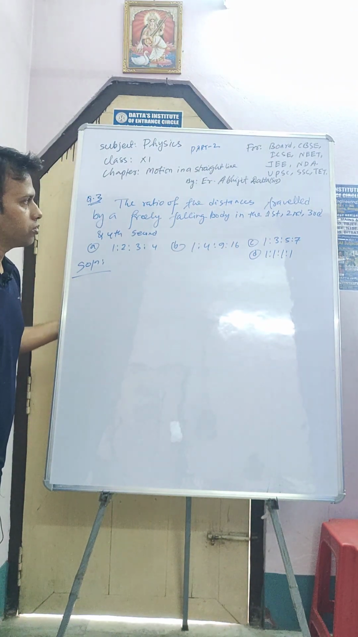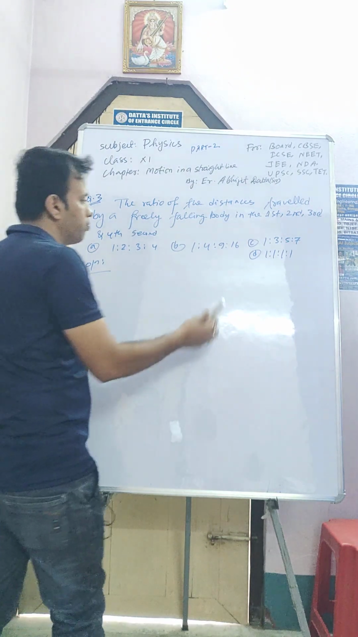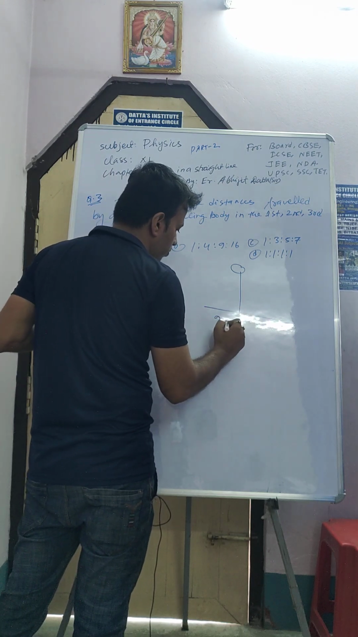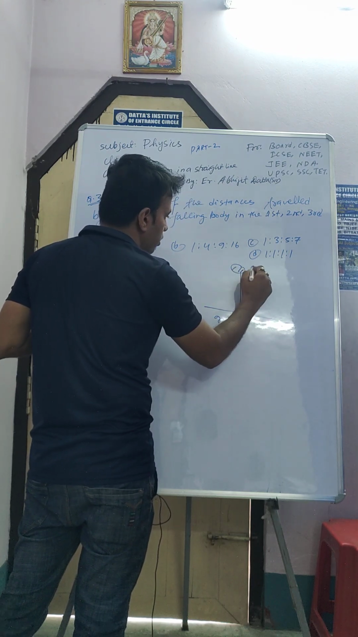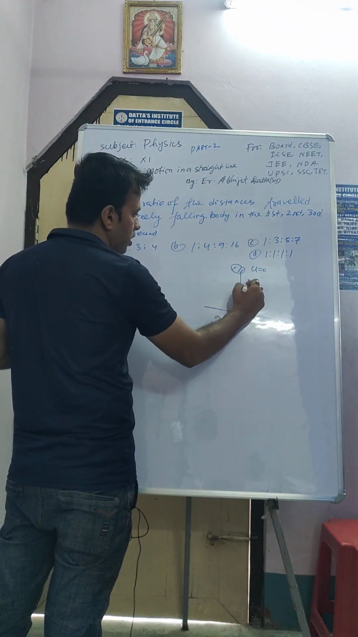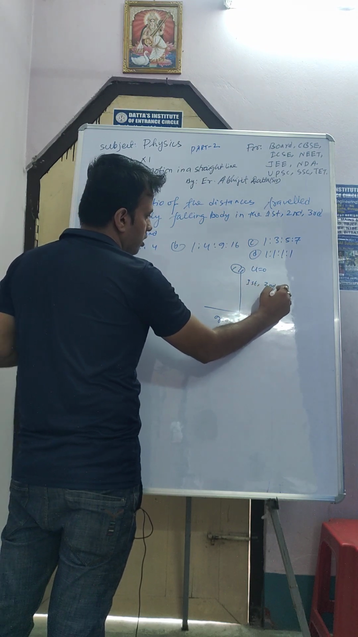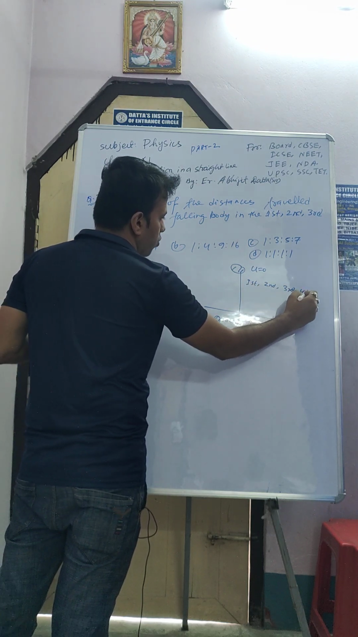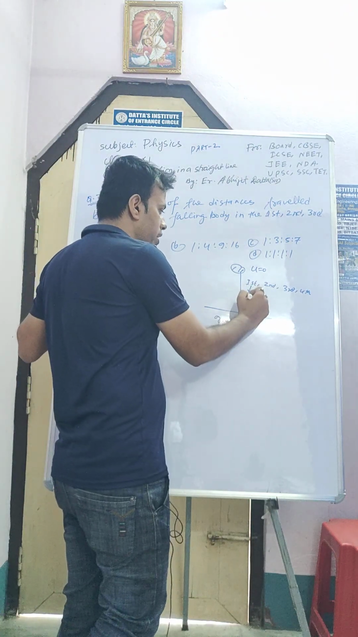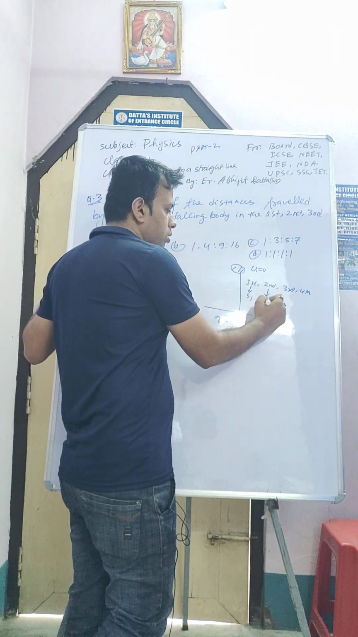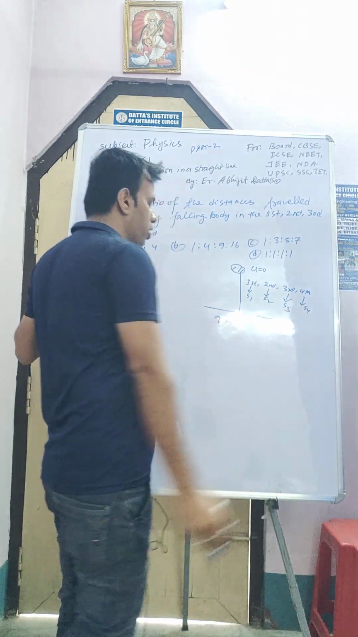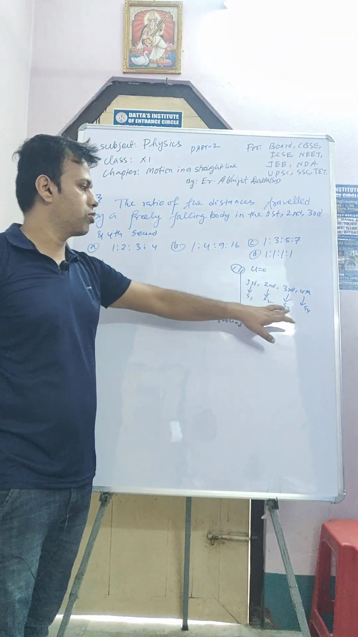Suppose one ball is falling to the ground. So in case of free fall, u is always 0. So how much distance it travels in the first second, second second, third second and fourth second, we have to find out the ratio of these distances. Suppose in the first second it travels s1 distance, then s2, third second s3 and fourth second s4. So here we have to find out the ratio s1 is to s2 is to s3 is to s4.